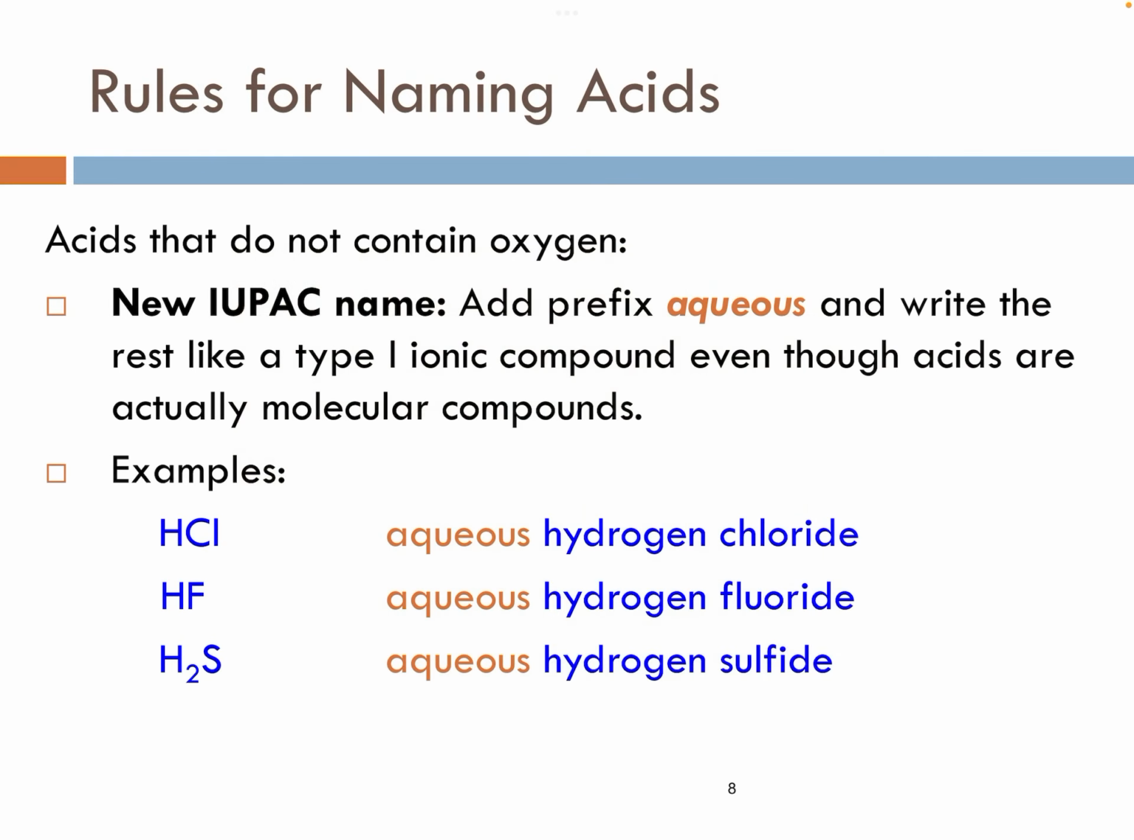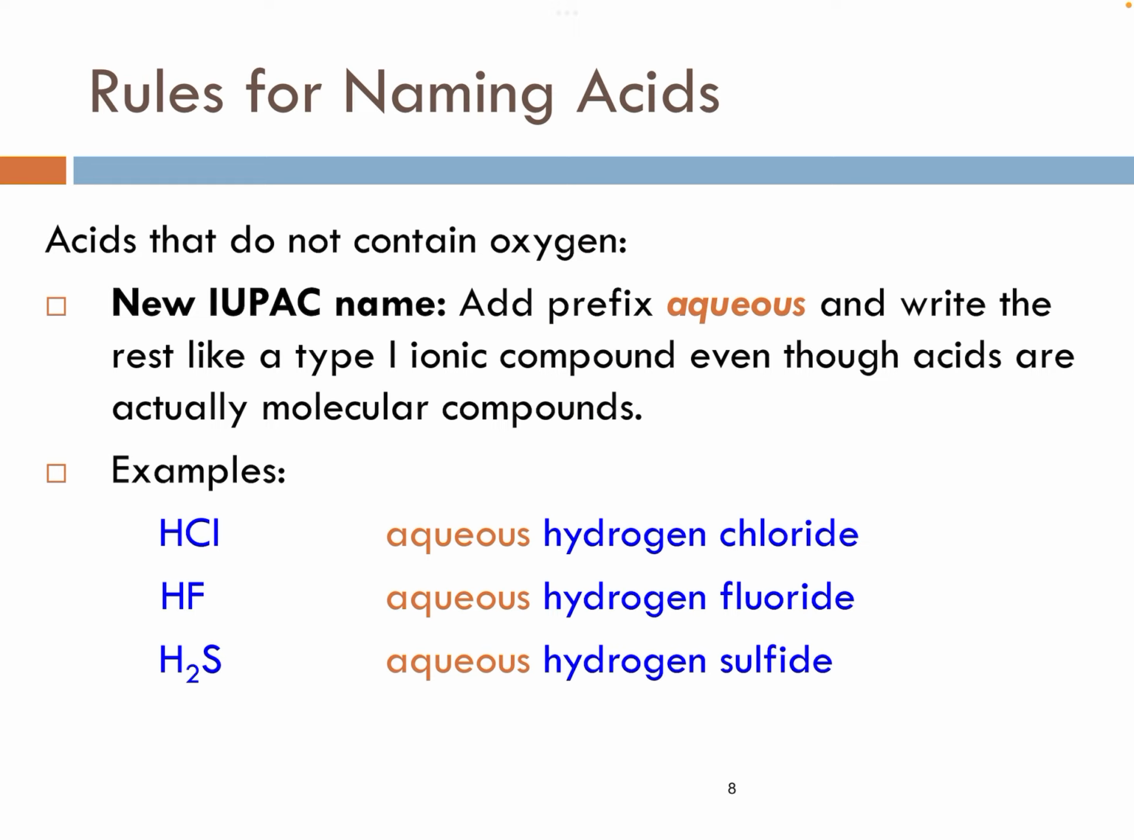But actually, IUPAC has updated that naming system too. So this is another case where we have to learn 2 different naming systems, the traditional manner, so hydrochloric acid, hydroiodic acid, and then the new IUPAC name. The new IUPAC name is simpler, which is kind of nice. We name it just like we would any other type 1 ionic compound, but to show everybody that it's an acid, we stick the word aqueous in front.